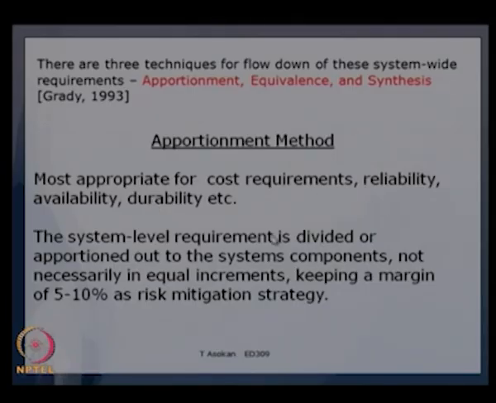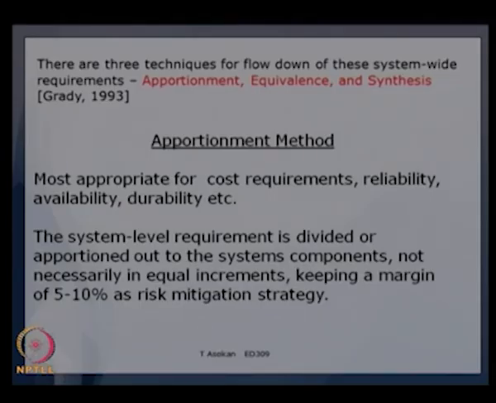Here the system-level requirement is divided or apportioned out to the system's components, not necessarily in equal increments, but keeping a margin of 5 to 10% as a risk mitigation strategy. We look at all the components and apportion the main requirement amongst them, but we do not do it in an equal manner. We look at the component and then decide what proportion it should receive. So it need not be in equal increments, but at the same time we do not give the complete requirement to all the components.